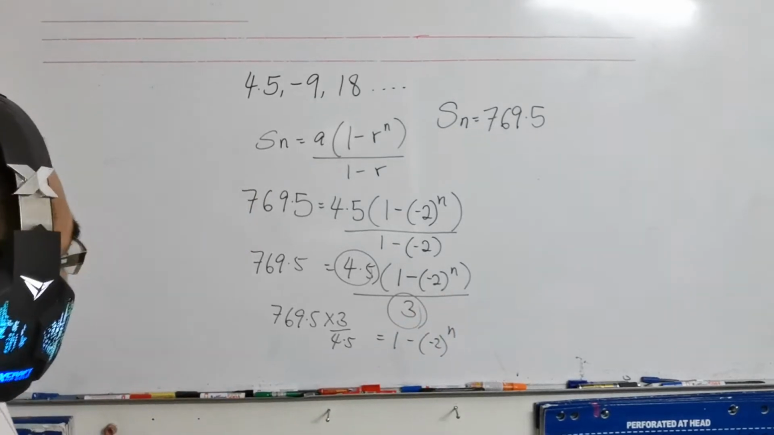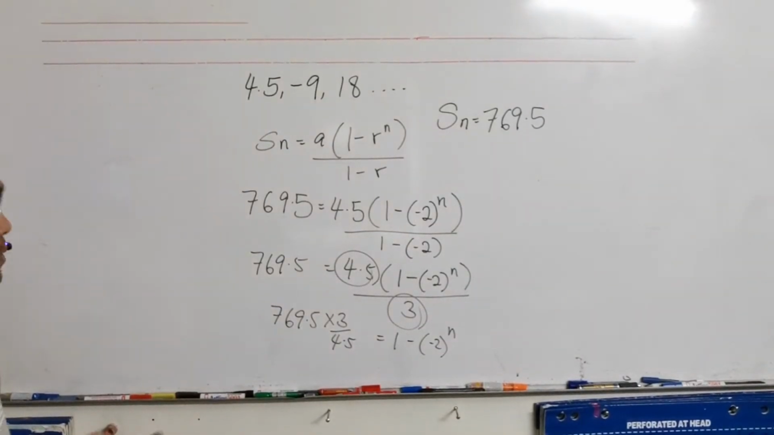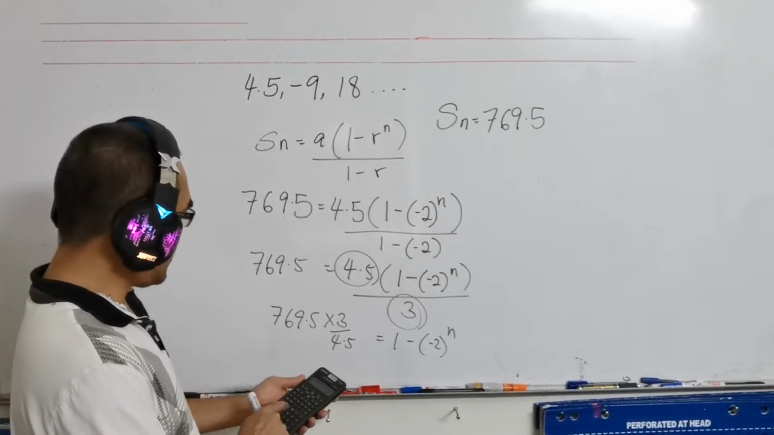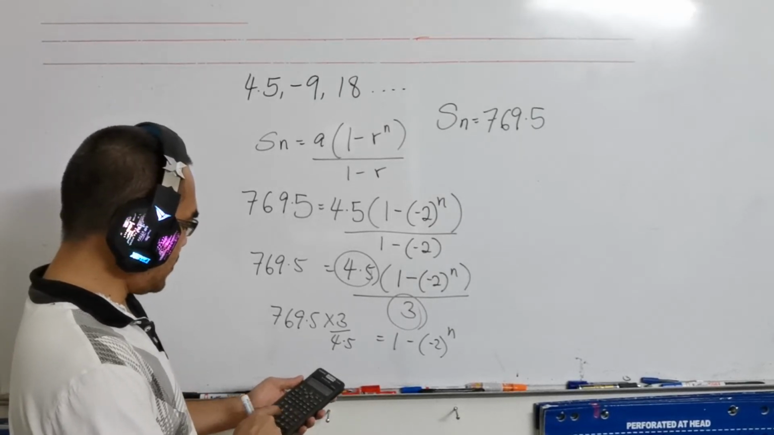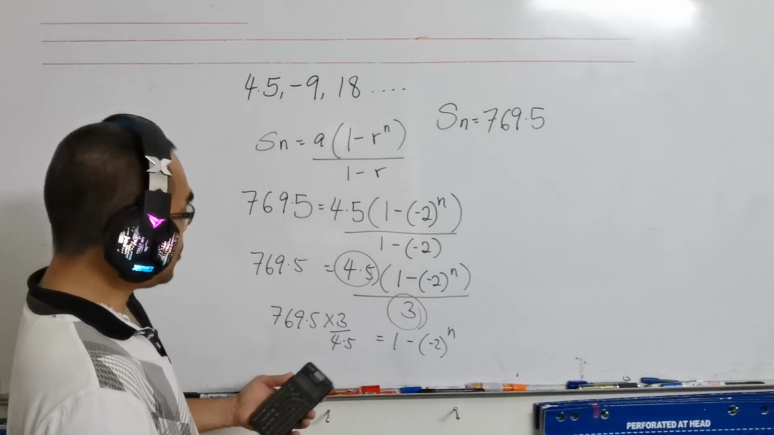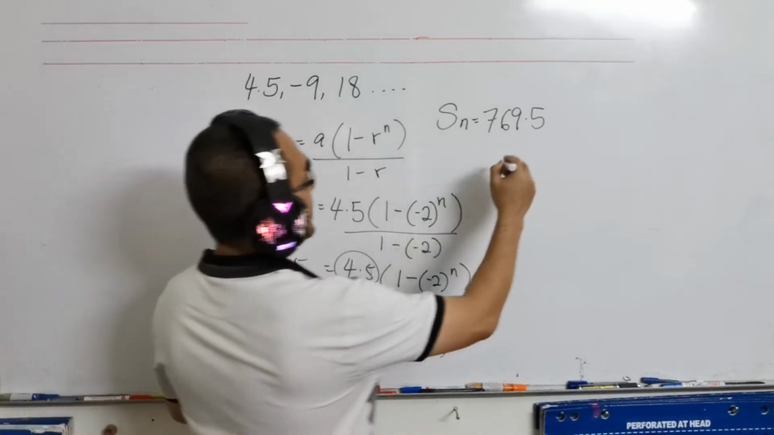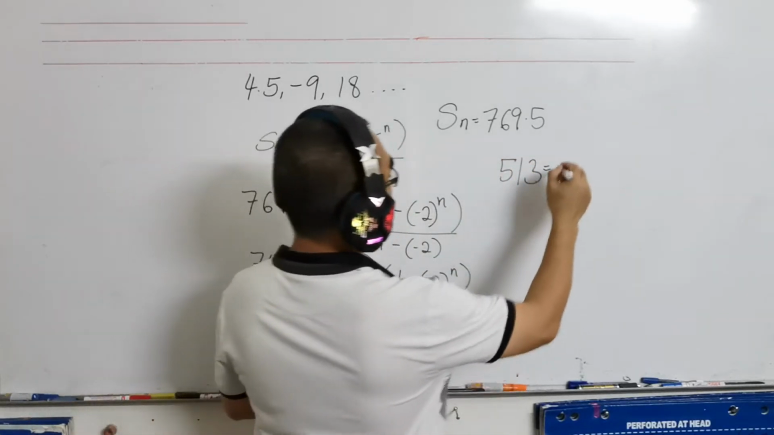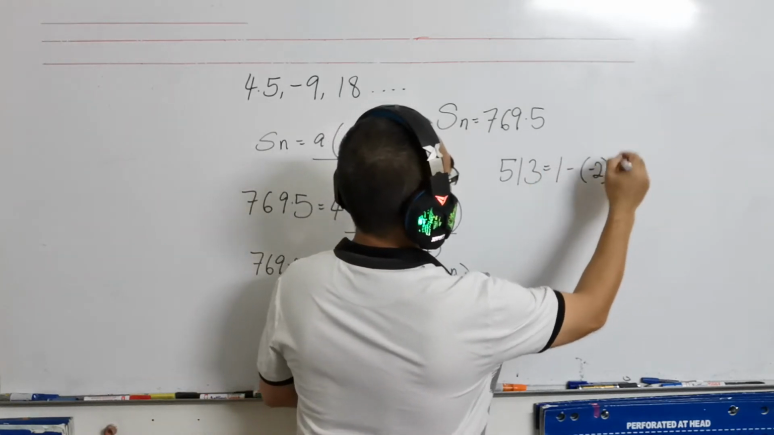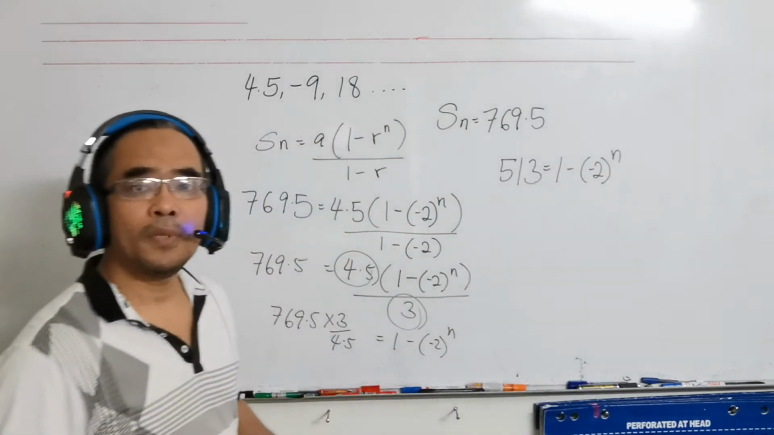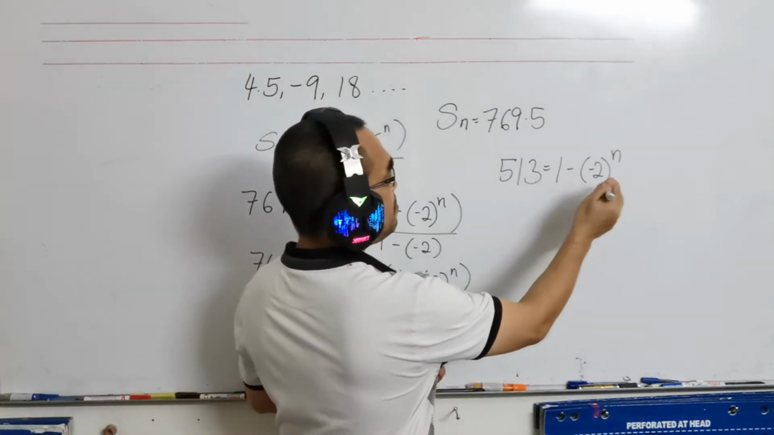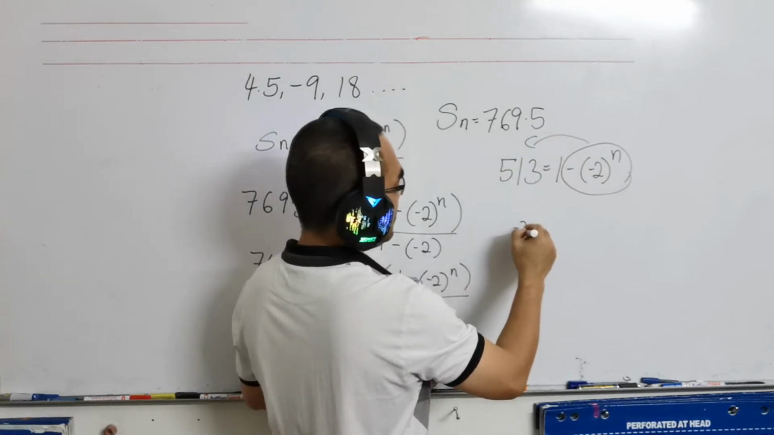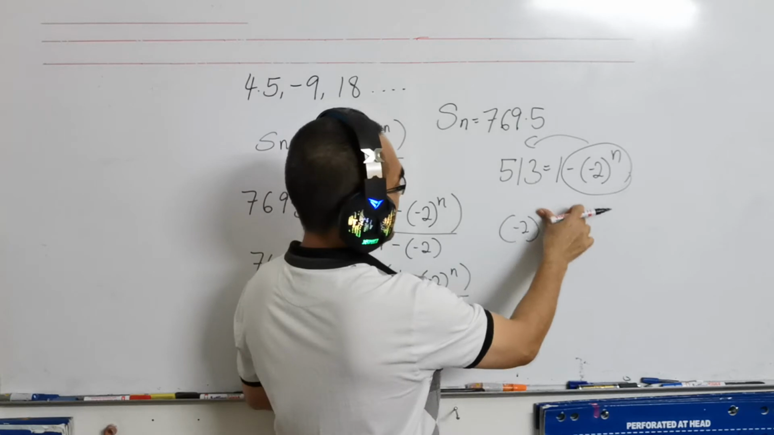Okay, so we need to calculate 769.5 times 3 over 4.5. So we have 513. So 513 is equals to 1 minus negative 2 power n. So in order to solve this, I can move the whole thing here to the other side. So it becomes negative 2 power n.